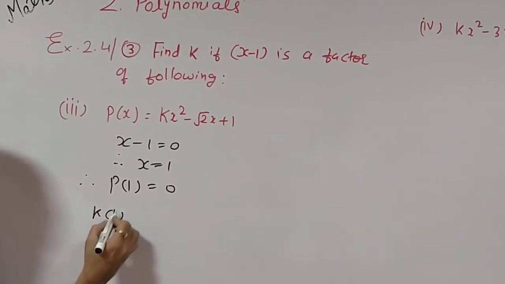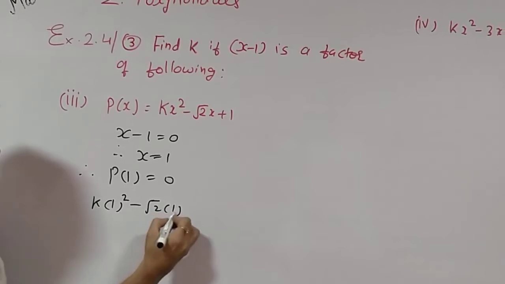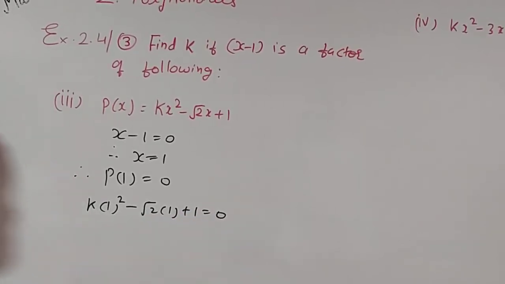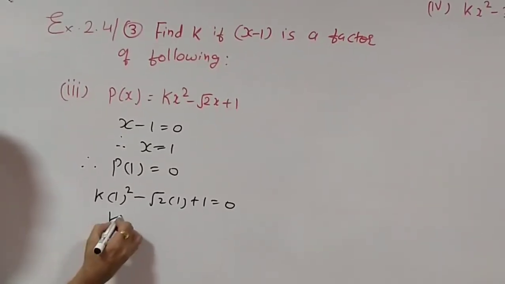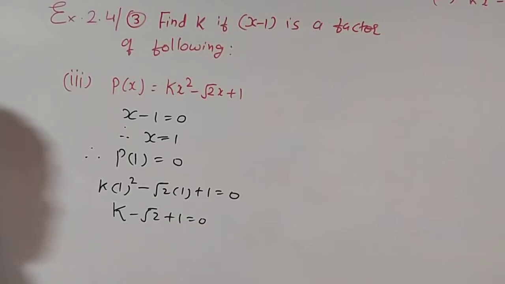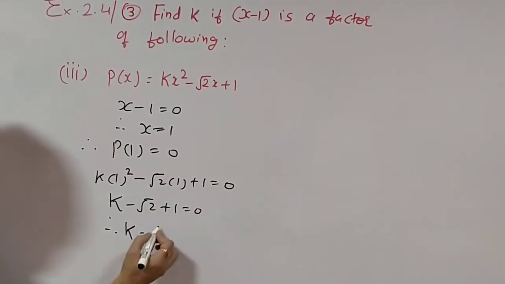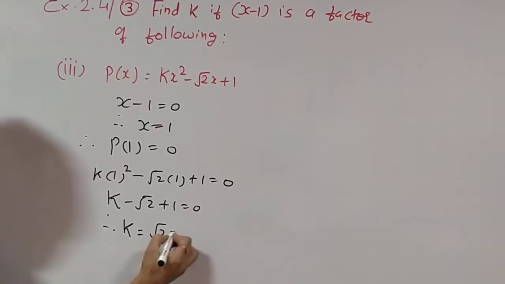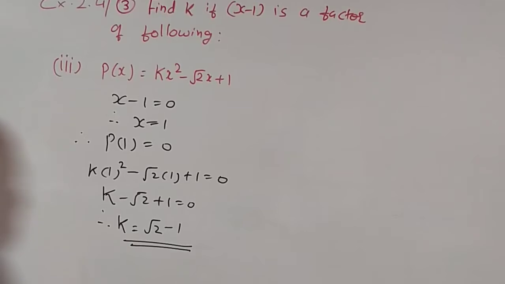K into 1 square minus root 2 into 1 plus 1 is 0. But we have to find k. K into 1 square is k. Minus root 2 plus 1 is 0. Therefore, k is equal to what? Root 2 goes on the other side, becomes plus, plus 1 goes on the other side, becomes minus. So, the value of k is root 2 minus 1.